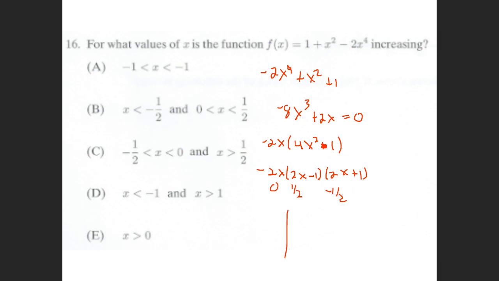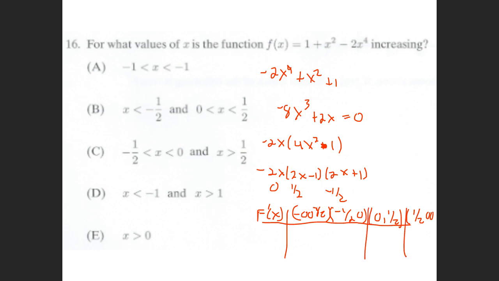And then we made that table up. We made the first derivative table up, f prime of x, and then we did negative infinity to negative 1/2, negative 1/2 to 0, 0 to 1/2, and 1/2 to infinity. And then what we do is we check each one of those intervals. How do we check? We just plug it back into this. Is it positive or negative?